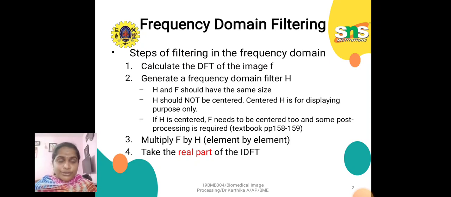The second step is to generate the frequency domain filter H. Here H and F should have the same size. H should not be centered; centered H is for displaying purposes only. If H is centered, F needs to be centered too, and some post processing is required. The third step is to multiply F by H element by element, and the final one is to take the real part of the IDFT. What is IDFT? IDFT is the inverse discrete Fourier transform.